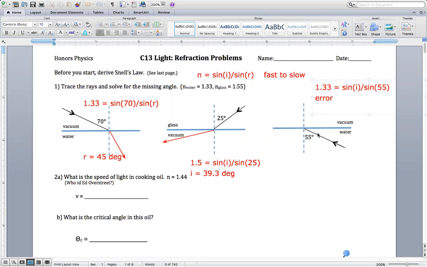Now you could solve for the critical angle. You could say 1.33 equals 1 over sine of the critical angle. If you don't understand this, you should go watch the other YouTube video where we explained it. And the critical angle is 41.8 degrees for water. Well, we're well beyond that. If we're beyond the critical angle, that means the light is not coming out. It's just going to reflect. And you get total internal reflection. This angle is the same as this angle right here.